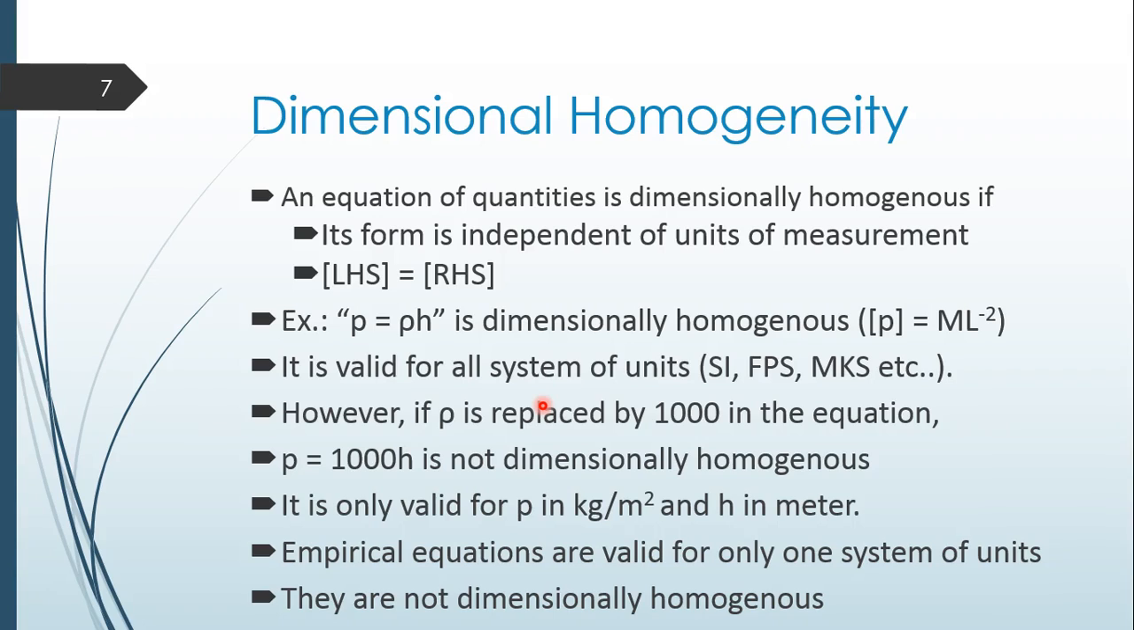Fourier gave the principle of dimensional homogeneity. The principle states that an equation is dimensionally homogeneous if its form is independent of the units of measurement and the dimensions of the variable or group of variables on the LHS are the same as the dimensions on the RHS. For example, P is equal to rho g h is dimensionally homogeneous because the dimensions of pressure and the dimensions of rho g h are the same. It is valid for all systems of units: SI, FPS, MKS, etc.